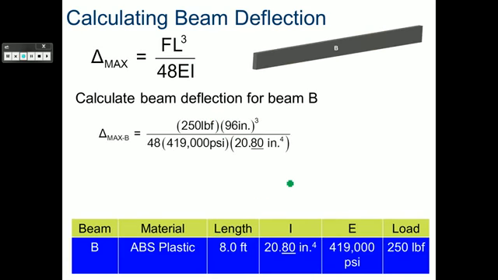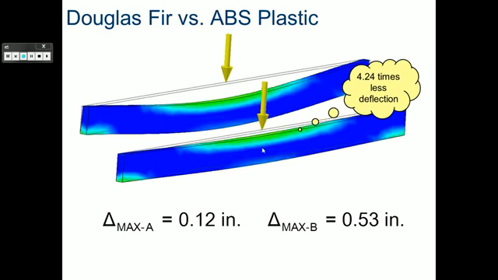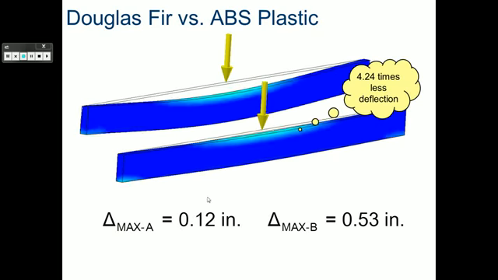If we look at beam B, once again I'm using that 96 inches, the 8 feet converted to inches. I'm using my modulus of elasticity of 419,000 psi, or pounds per square inch. I multiply all of it through, and I get that this will move over 1/2 inch and return to its original size. So if we compare the two, there's 4.2 times less deflection in beam A than there was in beam B.